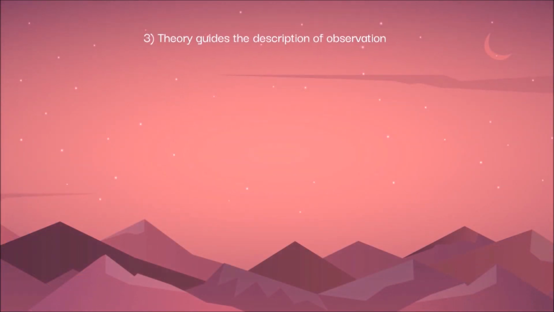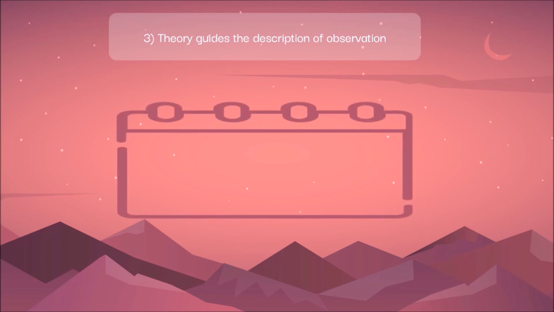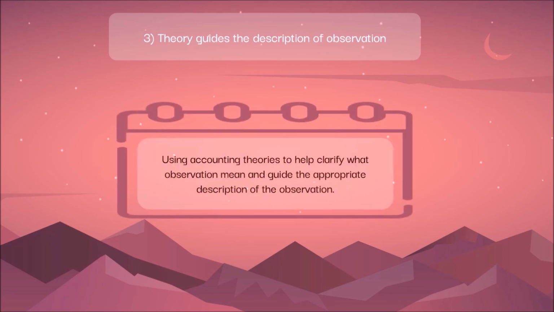The third one is that theory guides the description of observation. We have to use accounting theories to help clarify what observation means and guide the appropriate description of the observation.